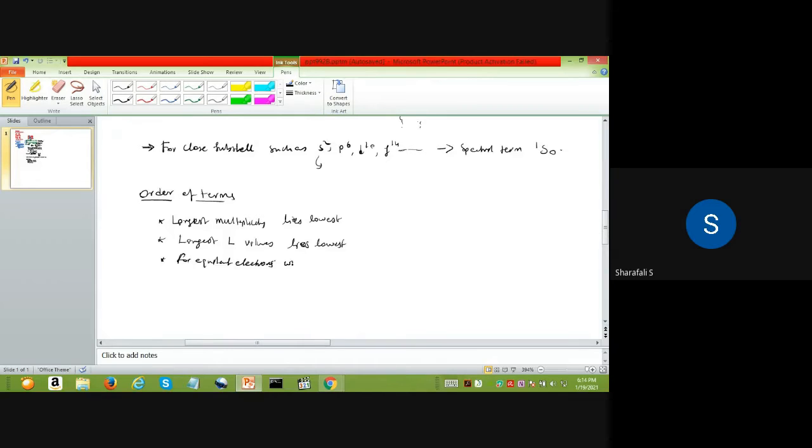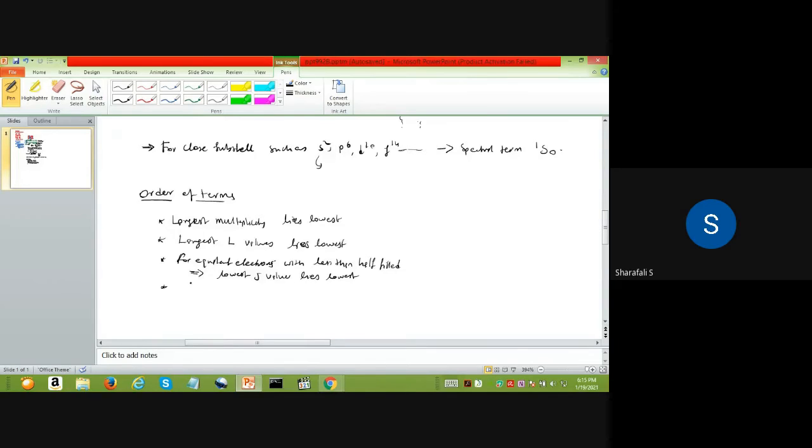So for equivalent electrons with less than half filled, they are not half filled, then in this particular case, the terms with the lowest J value lie lowest.